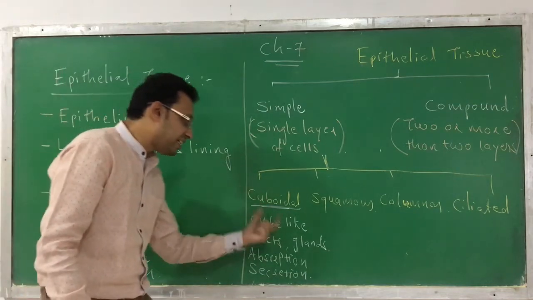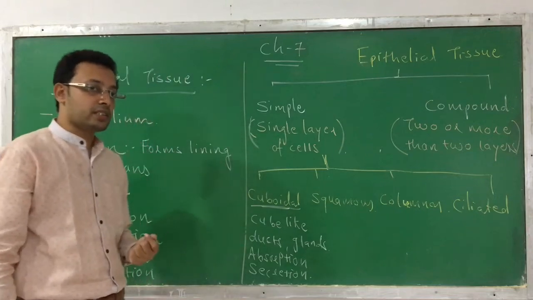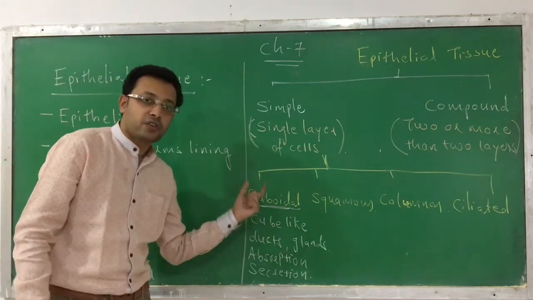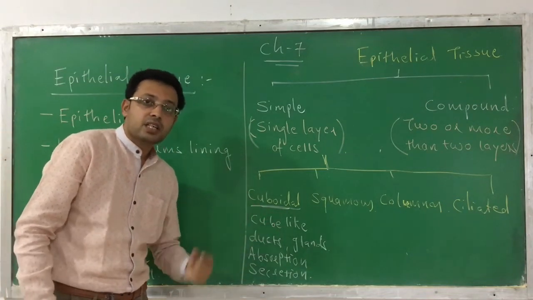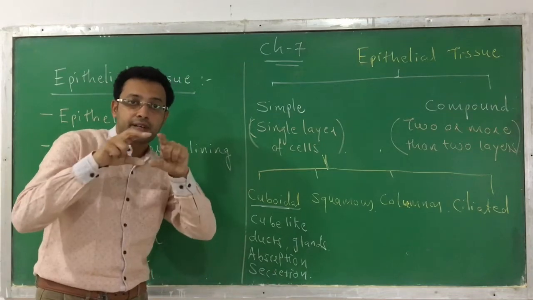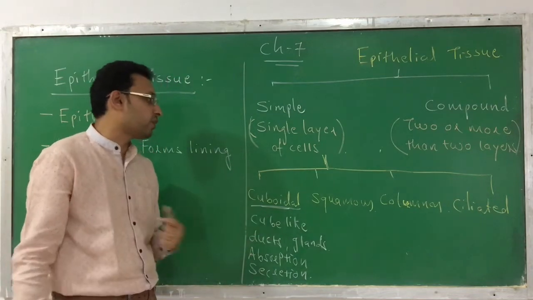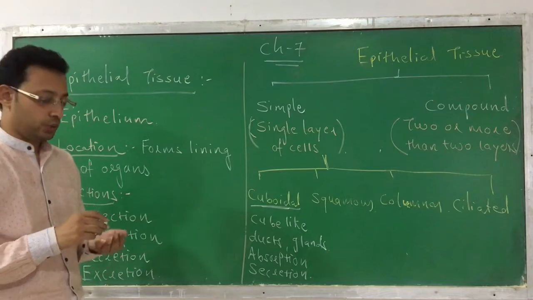You have to frame the sentences and then write regarding this. So if you observe the diagram of this, there is a cube-like arrangement of a single layer of cells, what we call cuboidal epithelial tissue.